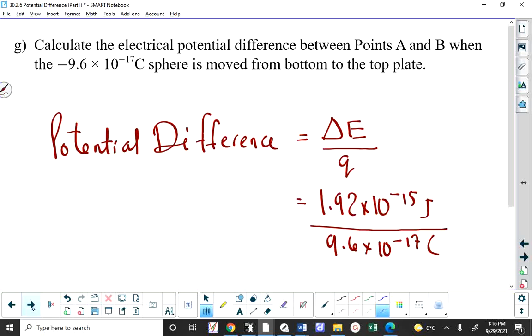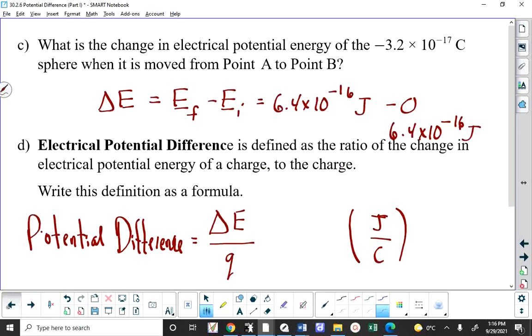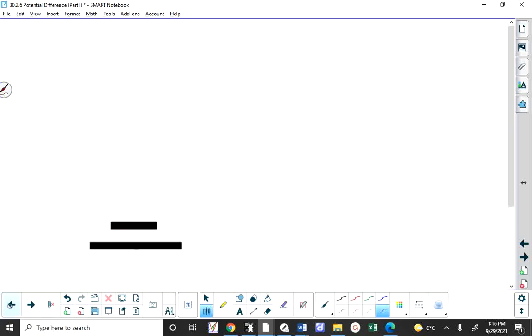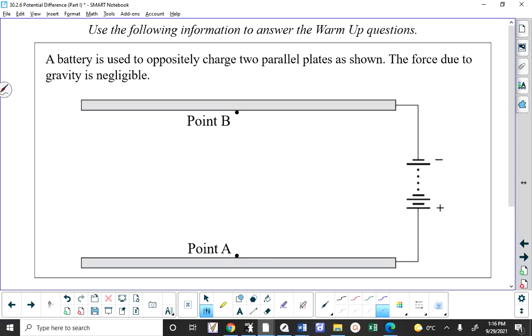But this is still 20 joules per coulomb, which tells us that this potential difference has nothing to do with the charge you're moving. It has to do with the plates in the battery. So if I go back over here and look at this diagram, the electrical potential difference of this battery is 20 joules per coulomb. So the electrical potential difference of the 2 plates is 20 joules per coulomb from one plate to the other.